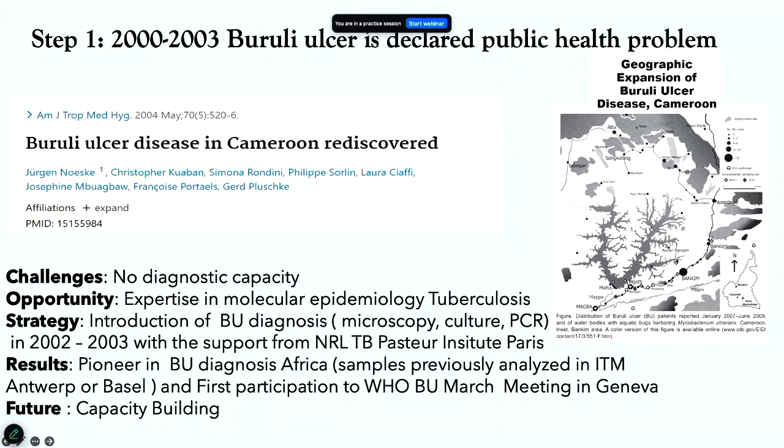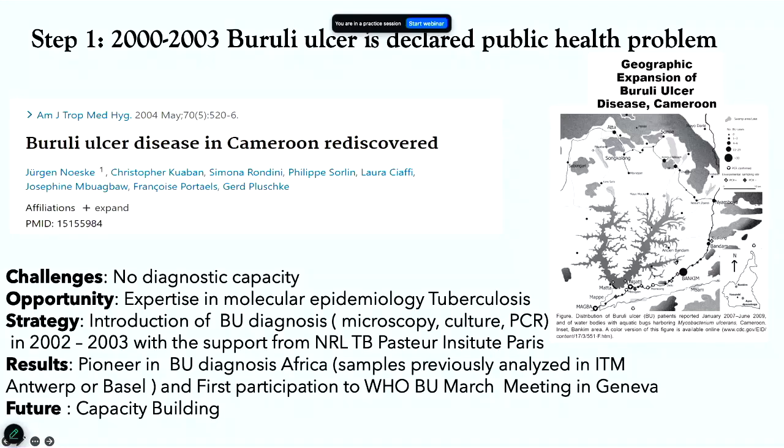So in 2001, the Ministry of Health at that time organized a survey to describe the situation in this endemic area, but also to collect samples. So we got samples, and we were not able to do diagnosis. So samples were sent at that time to Professor Gerd Pluschke's lab, and also to Professor Portaels' lab, to do the confirmation of cases, and these were published later on.